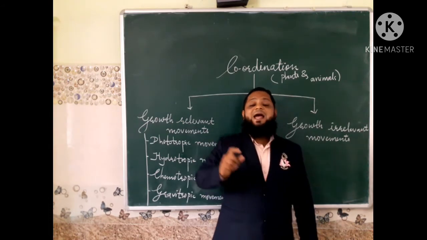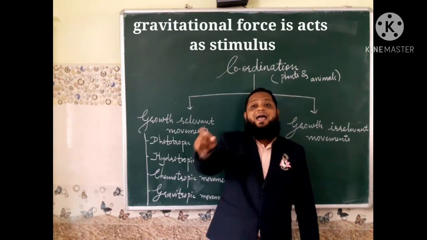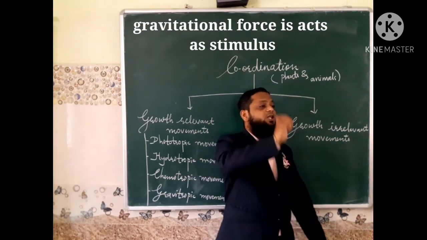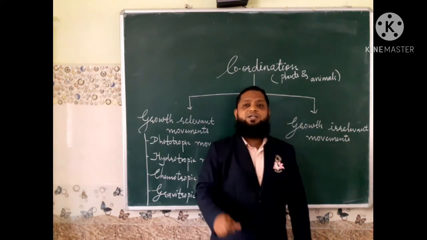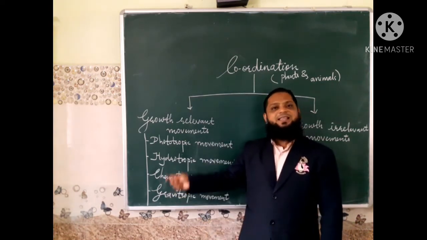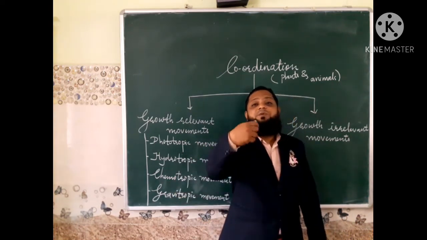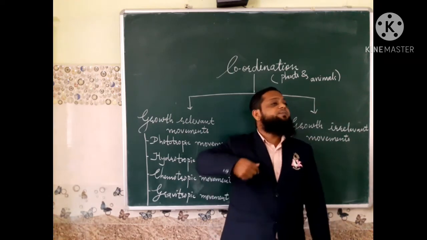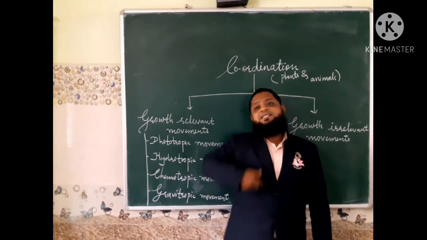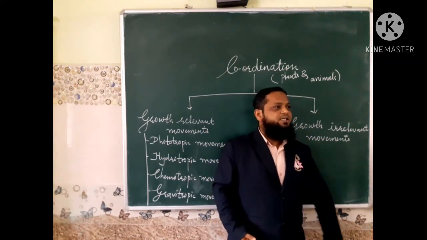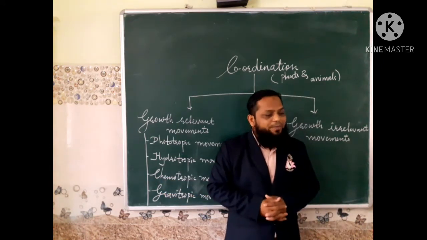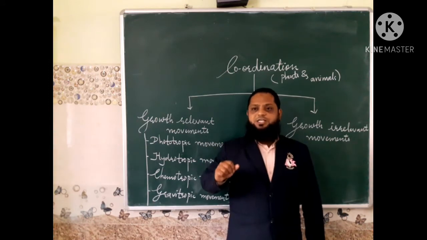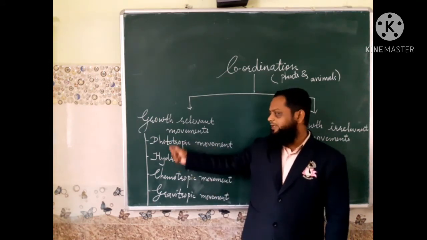So gravitational force acts as the stimulus, and against this stimulus the plant is showing growth. That's why such a type of response or growth against the gravitational force is said to be the gravitropic movements. I hope it's clear to you all, the four types.